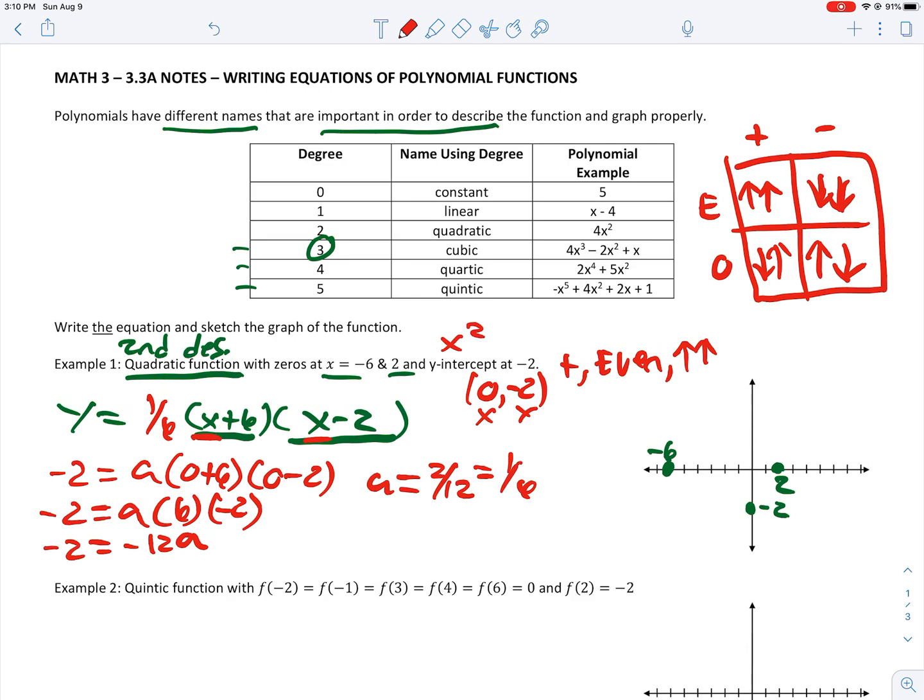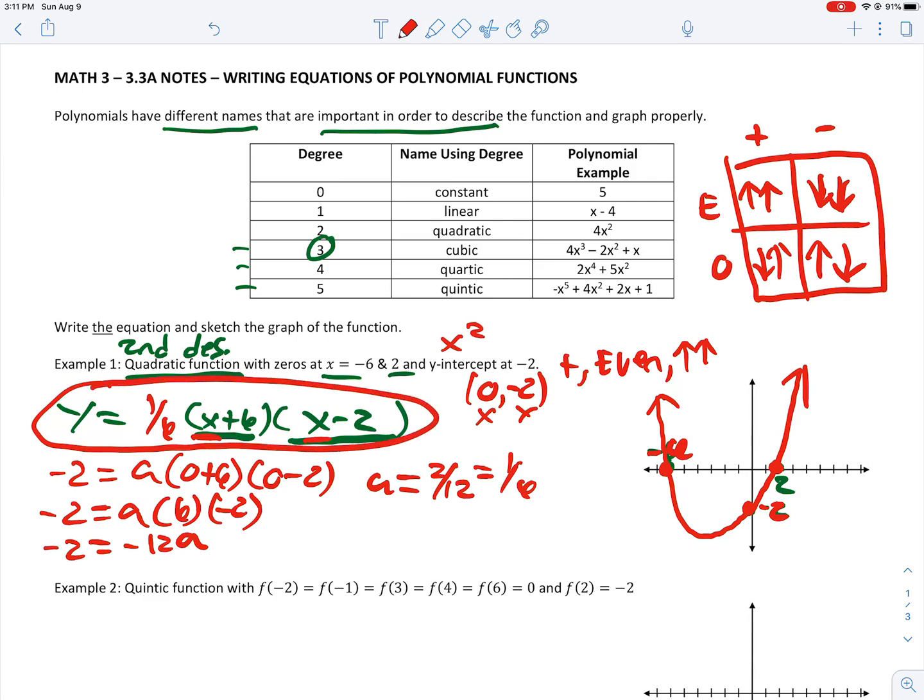So that means my graph is going to come through the negative 6, back up, through the 2, and the negative 2. We'll just rewrite this negative 6 over here. So there's your equation, the one I'm circling right now, and then your sketch to the right. So this is having you do both.